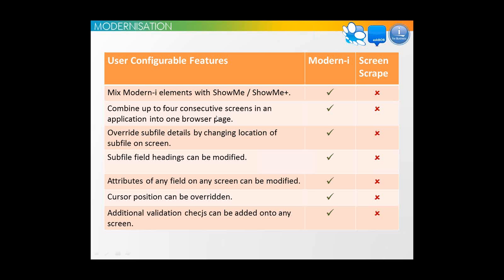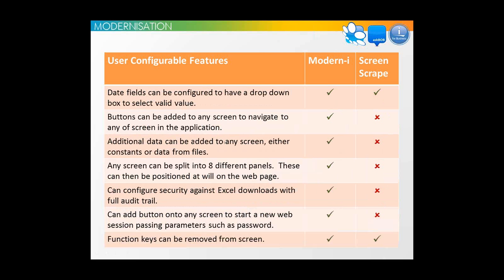And if combining 4 consecutive screens isn't enough for you, Modernization can split the screen into 8 different panels. You then have the ability to position these at will on the web page using the Design Studio. Find the information you need, you can download it to Excel at a press of a button. In addition, access to downloads can be restricted depending upon login with a full audit trail of transactions being recorded.